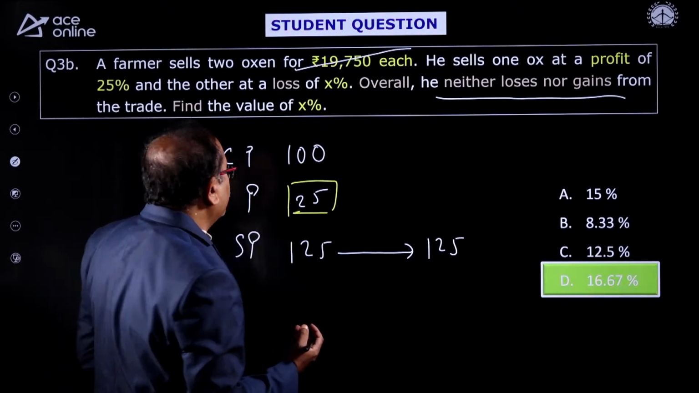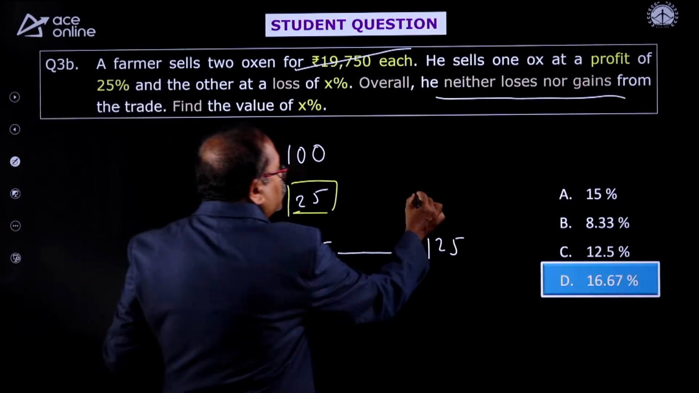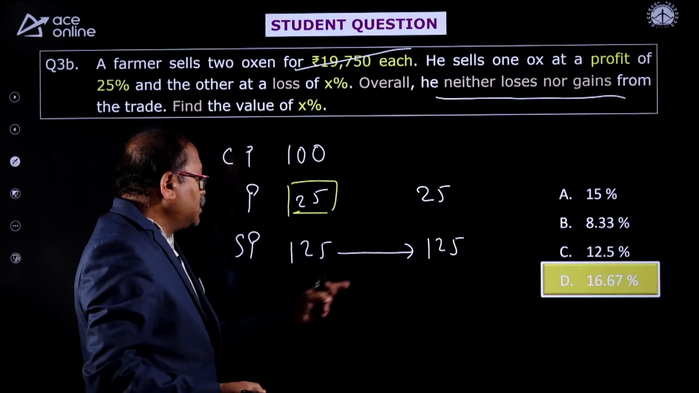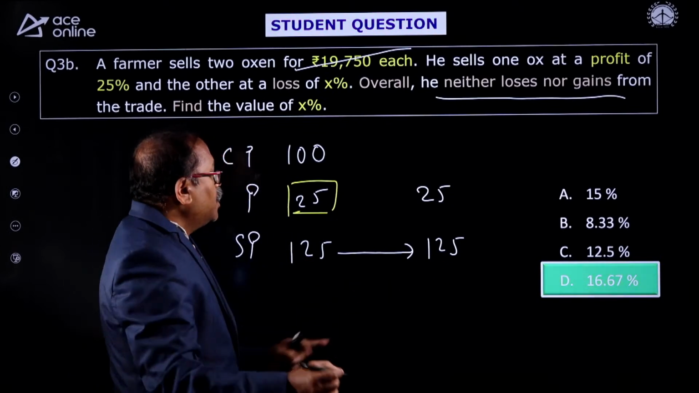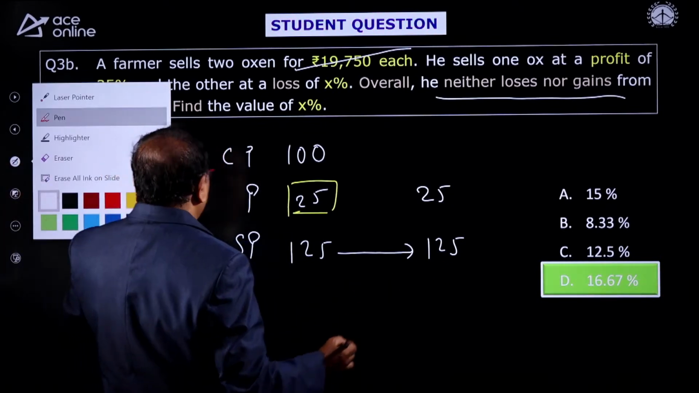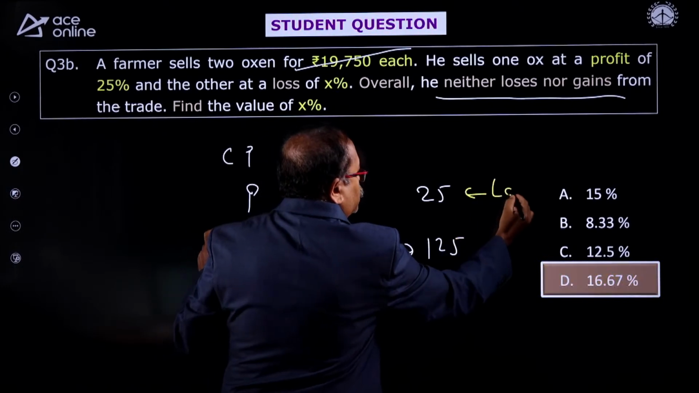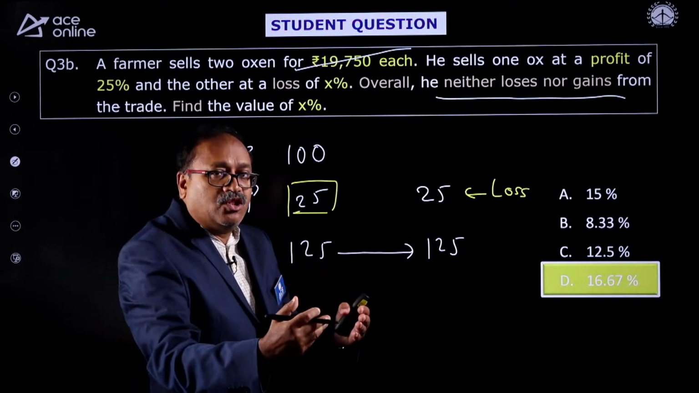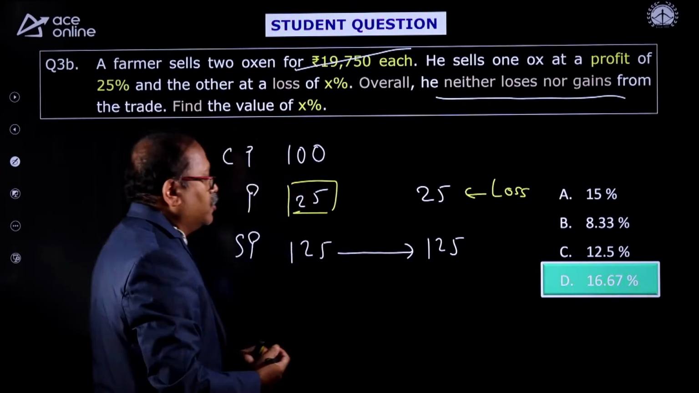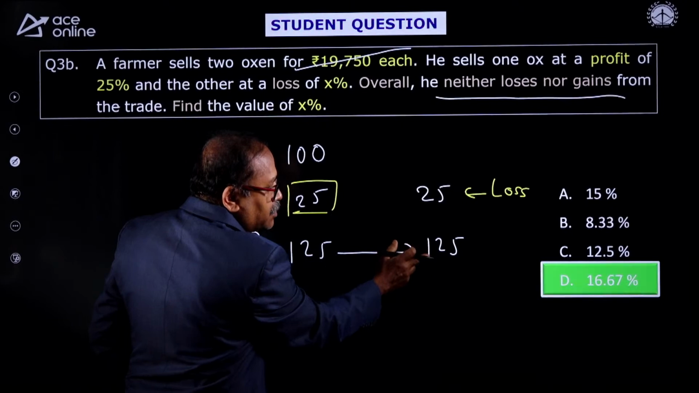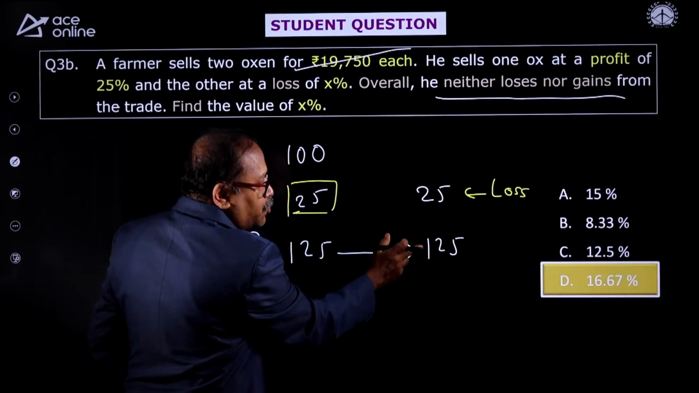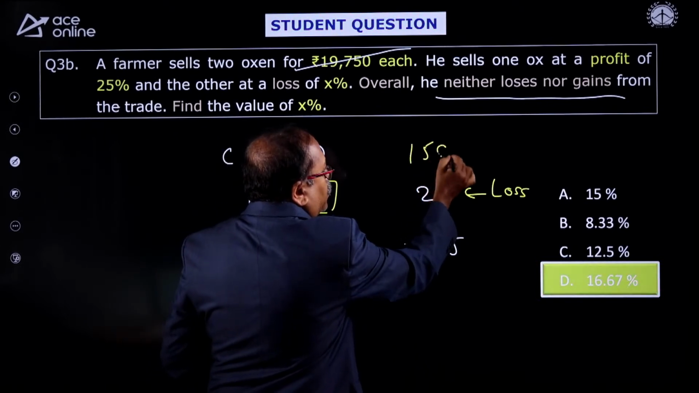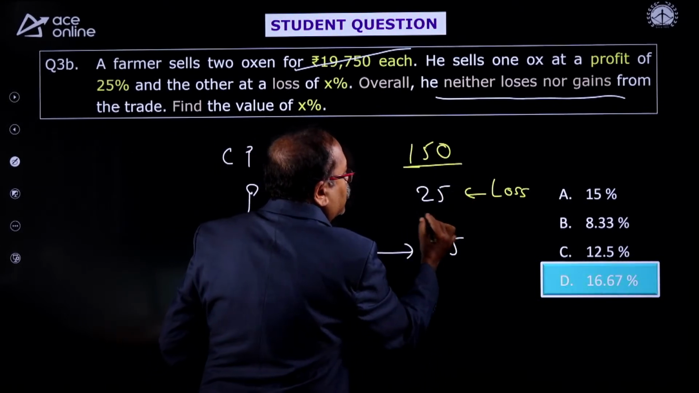So if you are getting a profit of 25 here, your loss is also 25. Then what will be the cost price? The selling price is 125, and here there is a loss. Because in one case it is profit and in the other case the same loss, there is no profit, no loss. So if there is a loss of 25 and the selling price is 125, the cost price should be 125 plus 25, that is 150.